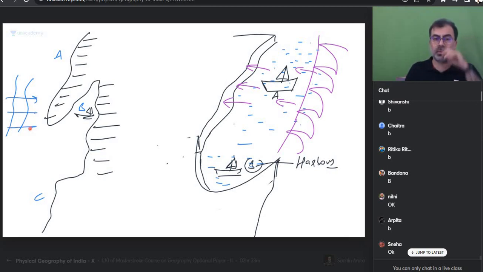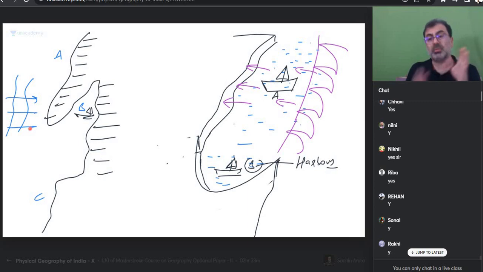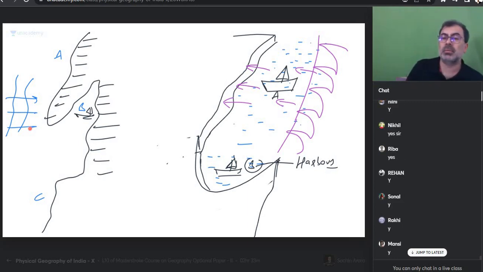Once and for all clear? Harbor समझ में आ गया सबको? वही ये बात होती है harbor. Harbor is a safe area. Harbor is a protected area where, because of some obstruction, the forces of the sea, the forces of nature will not hit you. That's harbor. Because this happened naturally, this is a natural harbor.